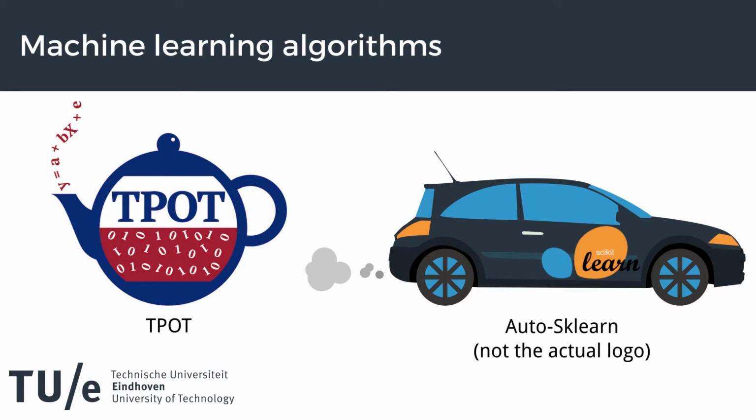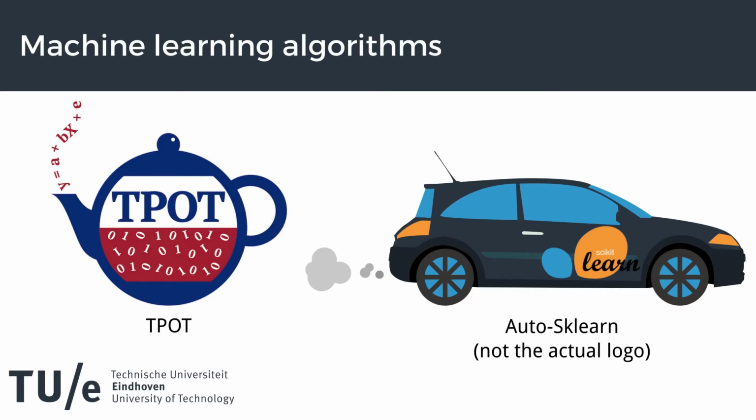Two automated machine learning algorithms are currently integrated, Tpot and AutoScaleLearn. The advantage of using these two is that they are both written in Python and both make use of the scikit-learn library. Tpot stands for Tree-Based Pipeline Optimization Tool and uses genetic programming to find an optimal pipeline with pre-processing and feature selection included.